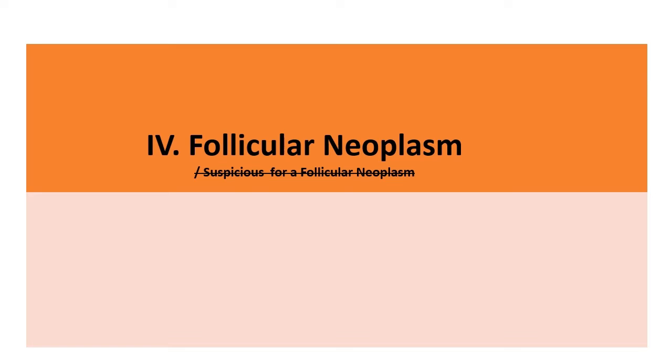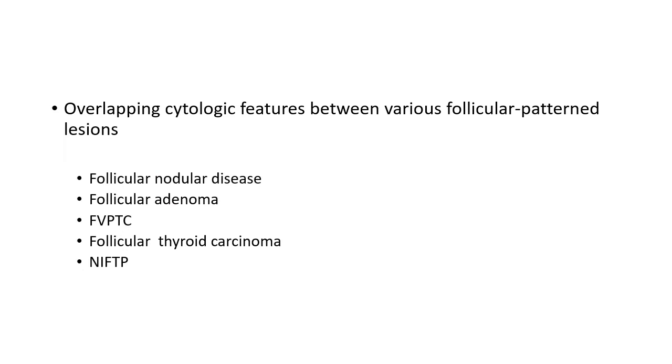So this was about category 3, that is atypia of undetermined significance. Now we come to category 4, that is follicular neoplasm. Again, the alternative term suspicious for follicular neoplasm has now been removed. This category, follicular neoplasm, shows overlapping cytologic features between various follicular pattern lesions. So various follicular pattern lesions can be grouped under this category, that is follicular nodular disease, follicular adenoma, FVPTC, follicular thyroid carcinoma, and NIFTP, or non-invasive follicular thyroid neoplasm with papillary features.